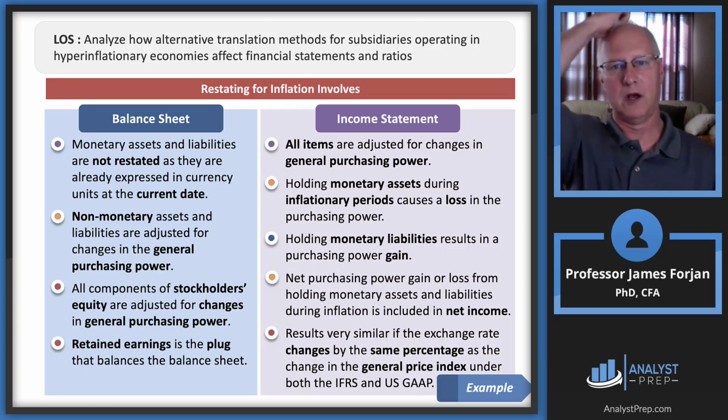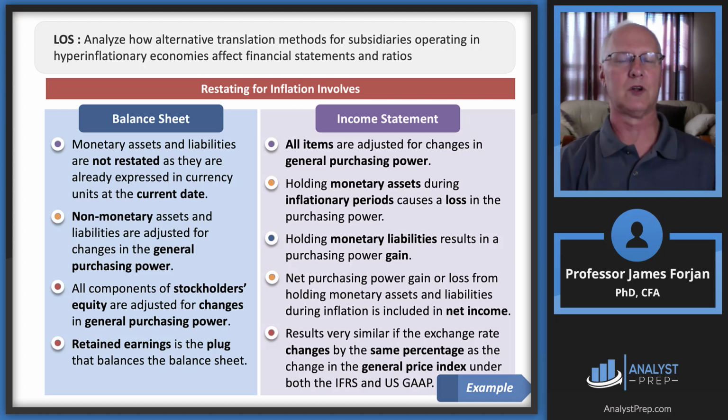All right, how about restating the income statement and the balance sheet? Let's start over on the balance sheet. Monetary assets and liabilities are not restated as they are already expressed in the currency units at the current date, right? The non-monetary assets and liabilities have to be adjusted for changes in general purchasing power. So we're reflecting inflation there. In addition, all of the stockholders' equity has to be adjusted for changes in inflation. And then you're going to do another plug like we did earlier with retained earnings.